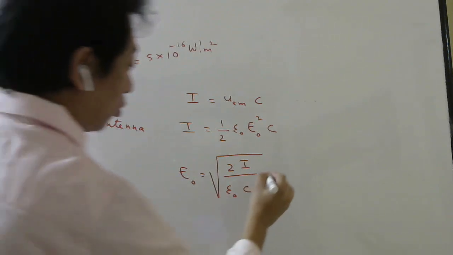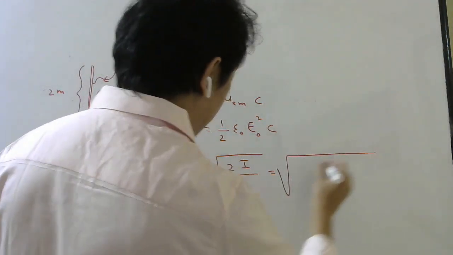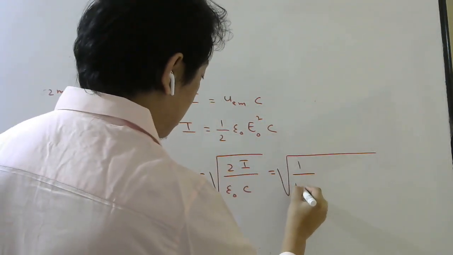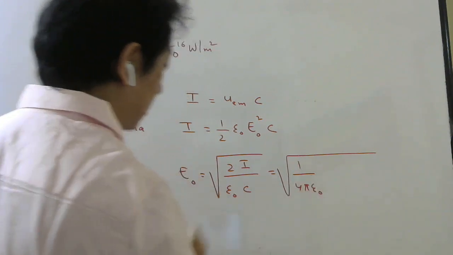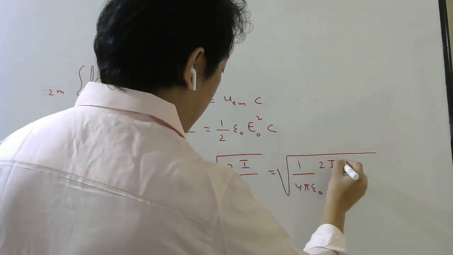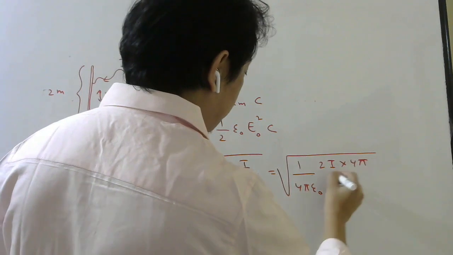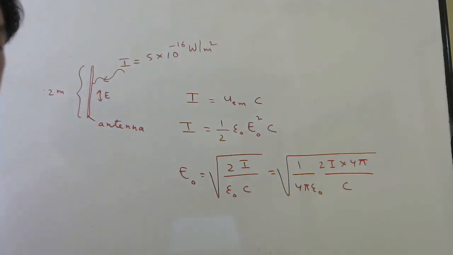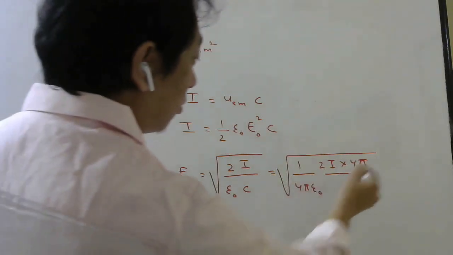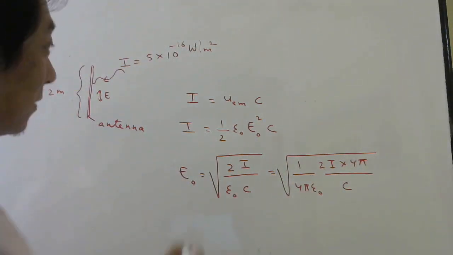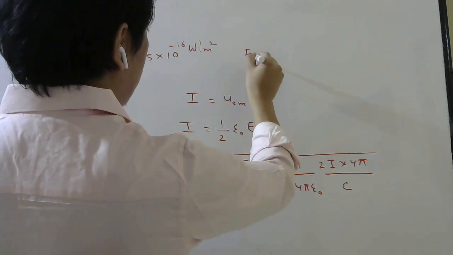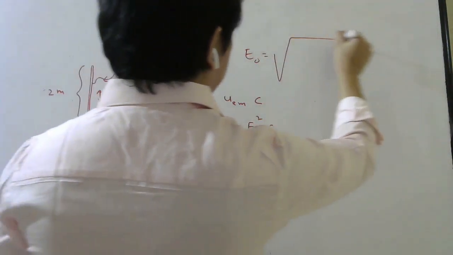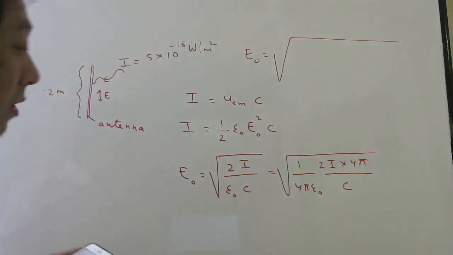I will feel more comfortable if I convert this into 1 by 4 pi epsilon naught. Then in the numerator, I have to multiply with 4 pi. This is done to make the calculation easier, okay? I hope it will become easier. Now don't cancel 4 pi, then again you will come back here only. So your maximum value of electric field will be 1 by 4 pi epsilon naught.